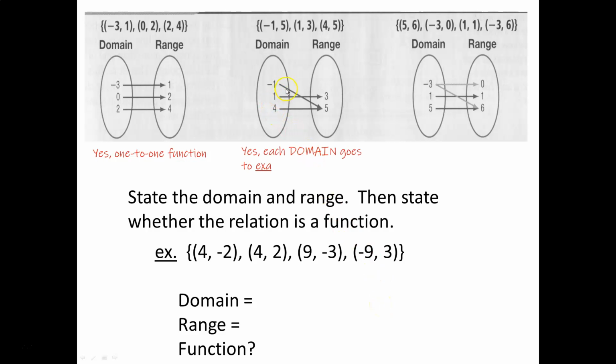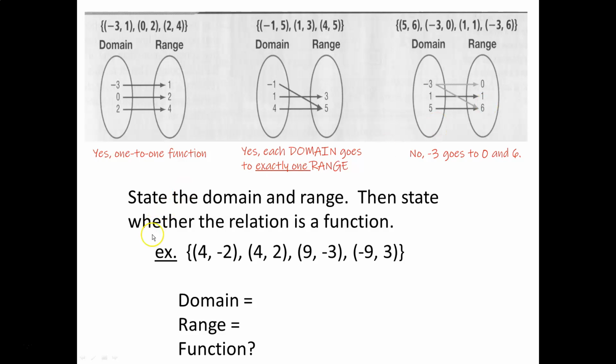Each domain element goes to exactly one member of the range. So, you might be saying, well, what about 5? 5 is a member of the range. So, as long as the x only goes to one y, it's okay. What about this one then? There's our relation, our domain, and our range. Is it a function? Does each x go to exactly one y? No. Look at -3. -3 goes to 0 and 6, so it's not a function.